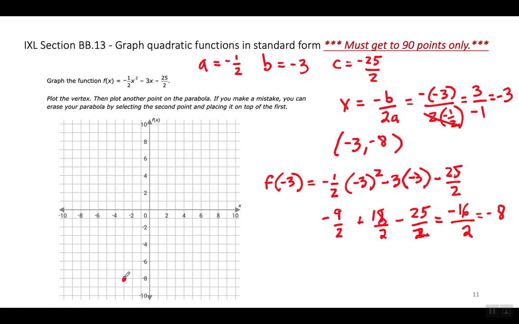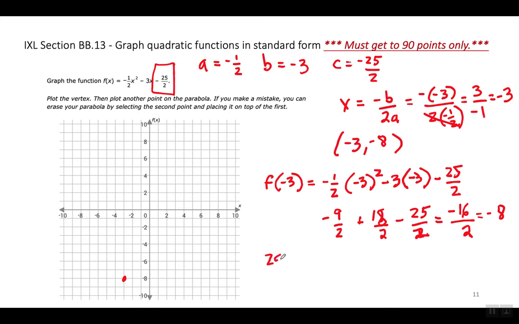Now, is the parabola going to open up or down? Since a is negative, the parabola is going to open down. Now, we need another point on our parabola, so let's try to plot the y-intercept, which is at negative 25/2.